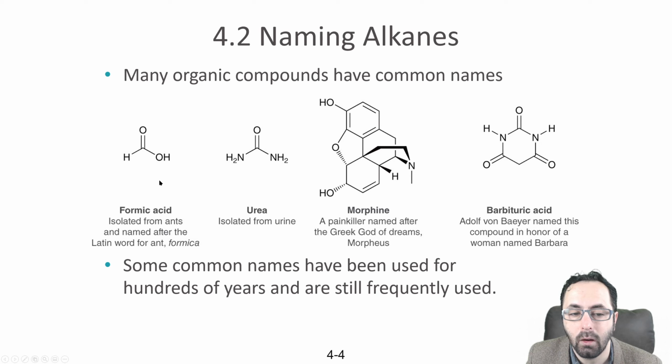And so you can see here, this would otherwise be known as methanoic acid by its systematic name, but people very commonly call it formic acid. This comes from Latin. Urea, a compound isolated from urine. This is the way our body expels excess nitrogen from eating proteins, which contain nitrogen, as you'll find out in Chem 213. Again, this would have a different systematic name, but its common name is urea, and everyone really calls it that. Morphine, which is a painkiller in the opioid family, and barbituric acid.